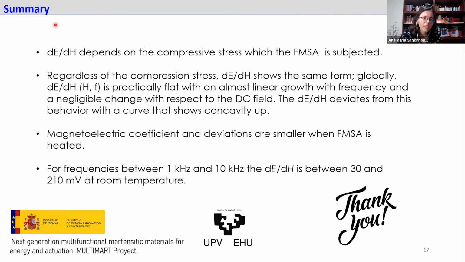So with this, I conclude my talk. Let me summarize. The magnetoelectric response depends on the compressive stress to which the ferromagnetic shape memory alloy is subjected. Regardless of the compression stress, the magnetoelectric response shows the same form. Globally, this differential is practically flat with an almost linear growth with frequency and a negligible change with respect to the DC field. The magnetoelectric response deviates from this behavior with a curve that shows concavity up.